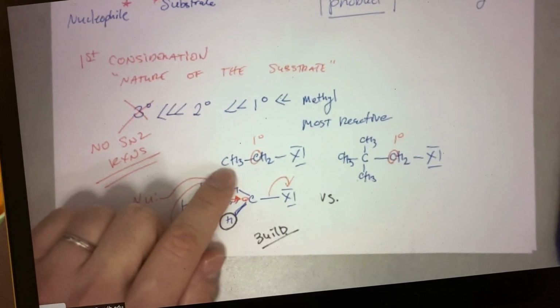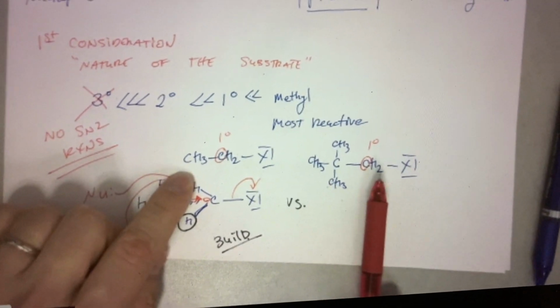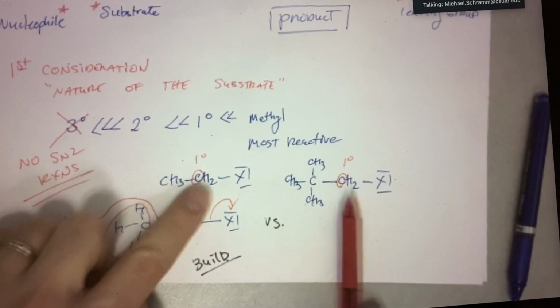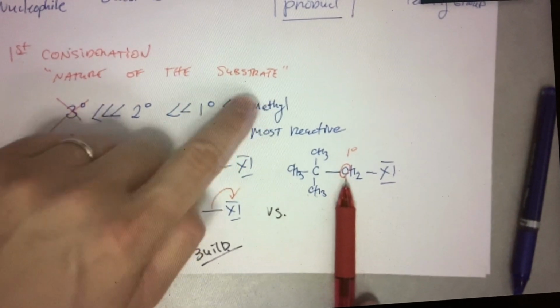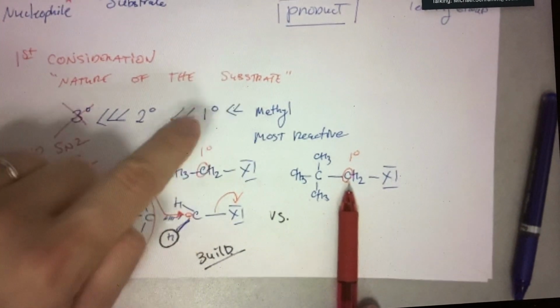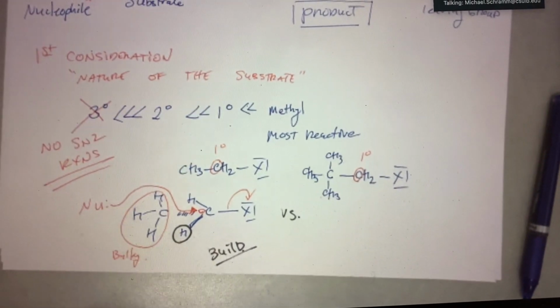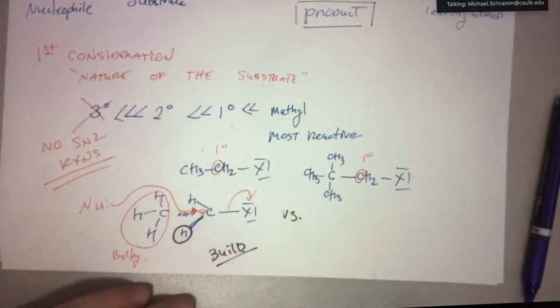This has a particular name. It's neopentyl. The name isn't important for us. But please note that these are both primary substrates. Where there's a leaving group, we look right there. That's where we identify what type of substrate it is: methyl, primary, secondary, tertiary. These are both primary. But one thing we should note right away is that this should be much bulkier than this one.